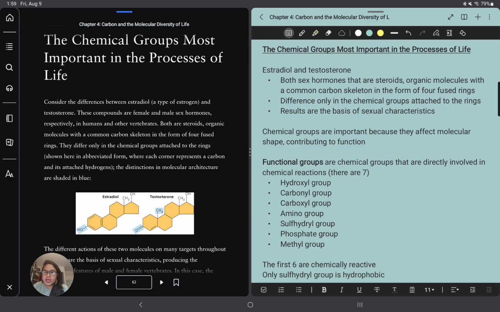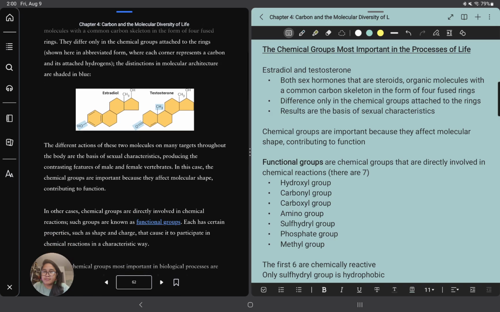Consider the differences between estradiol and testosterone. These compounds are female and male sex hormones, respectively, in humans and other vertebrates. Both are steroids, organic molecules with a common carbon skeleton in the form of 4 fused rings. They differ only in the chemical groups attached to the rings, shown here in abbreviated form, where each corner represents a carbon and its attached hydrogens. The distinctions in molecular architecture are shaded in blue.